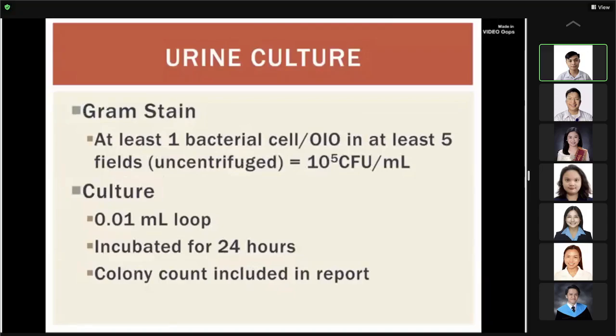And so the volume that is inoculated on the culture medium should be standardized. And it is done by using a calibrated loop, 0.01 ml calibrated loop, and we incubate the culture media with the inoculum for 24 hours.